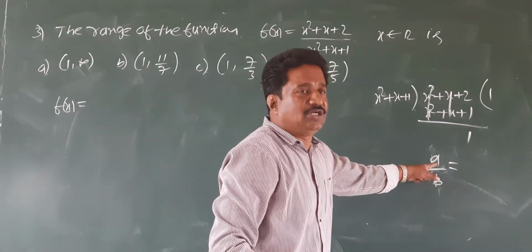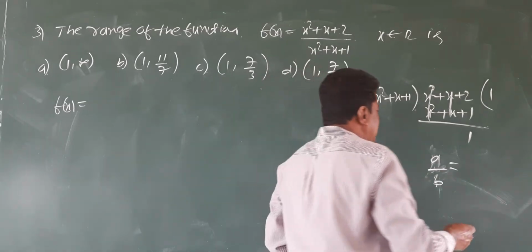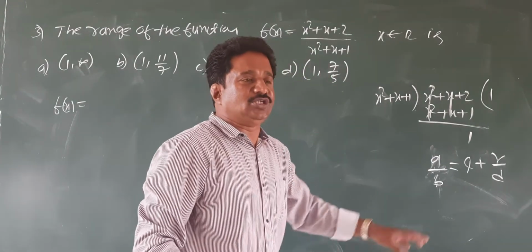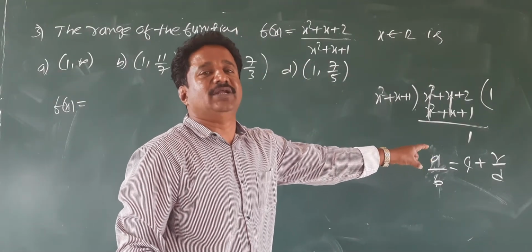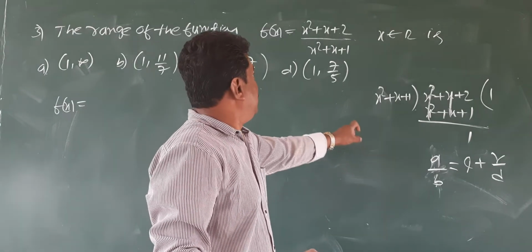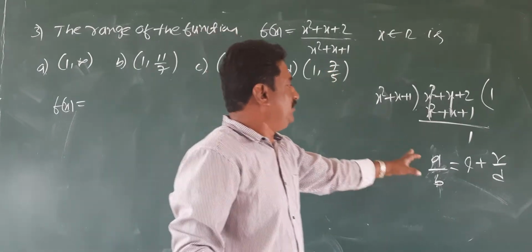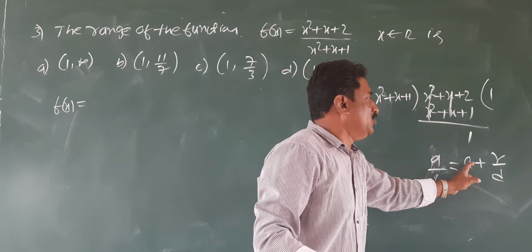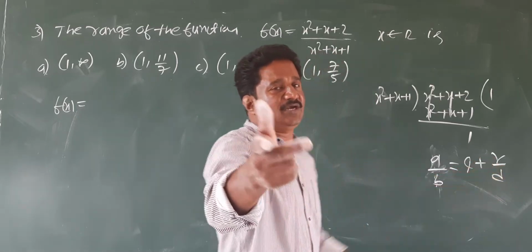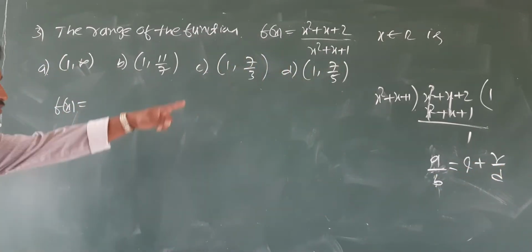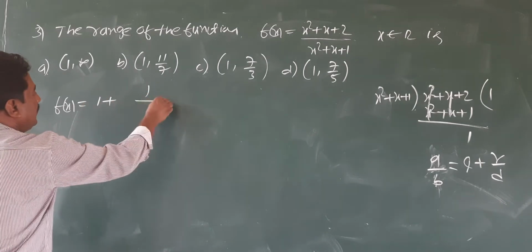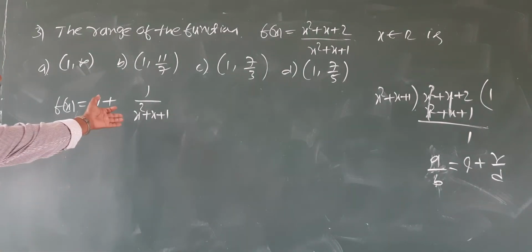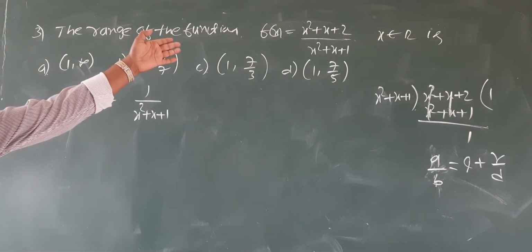So any rational number, any proper fraction, can be expressed as quotient plus remainder by divisor. Whatever it is, a rational number a by b can be expressed in the form of quotient plus remainder by divisor. You can cross check that. I go for that quotient 1 plus 1 by x square plus x plus 1. Even on simplifying this, you are going to get the same thing.